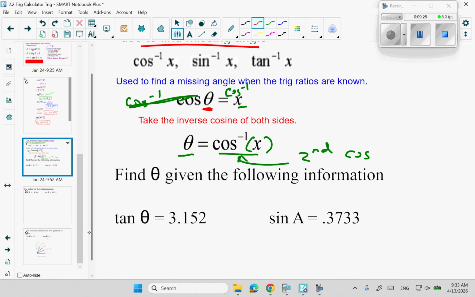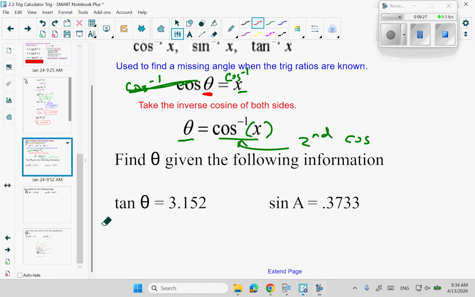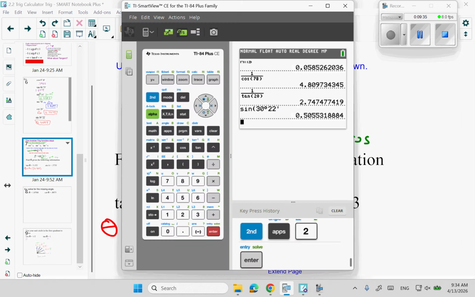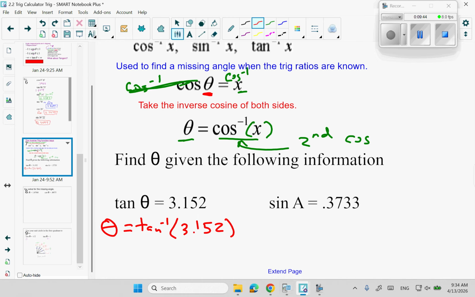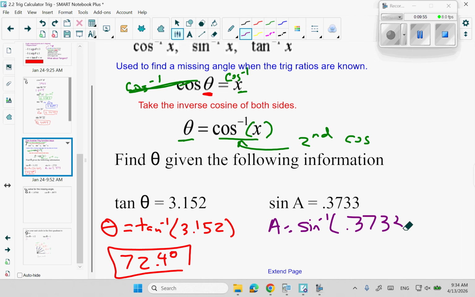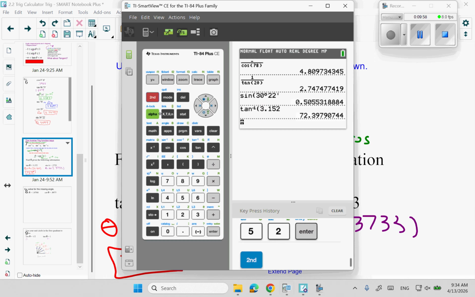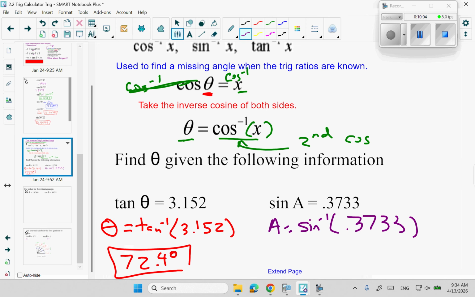So here, if I want to get theta by itself, we would get theta equals tan to the -1 of 3.152. So that's second tan. So we get 72.4 degrees. Okay. Here, we could do A equals sine to the -1 of 0.3733. You get that is about 21.9 degrees.